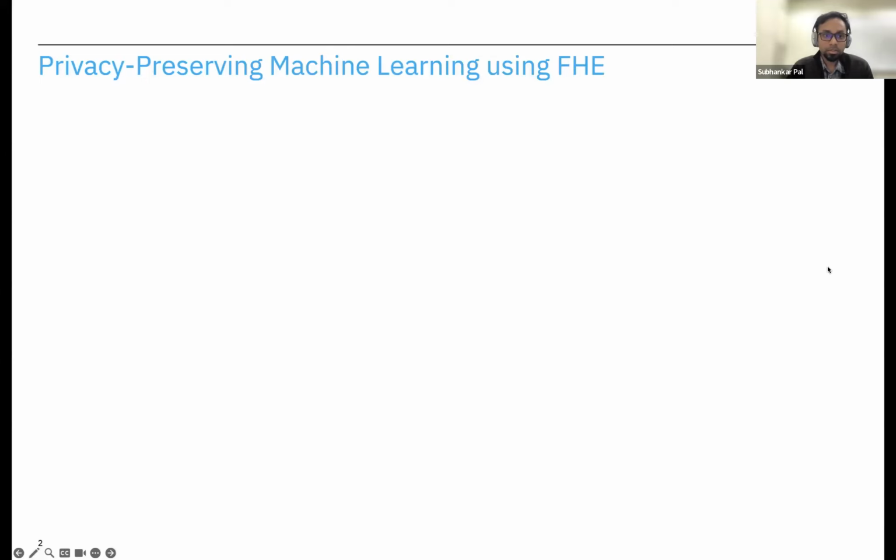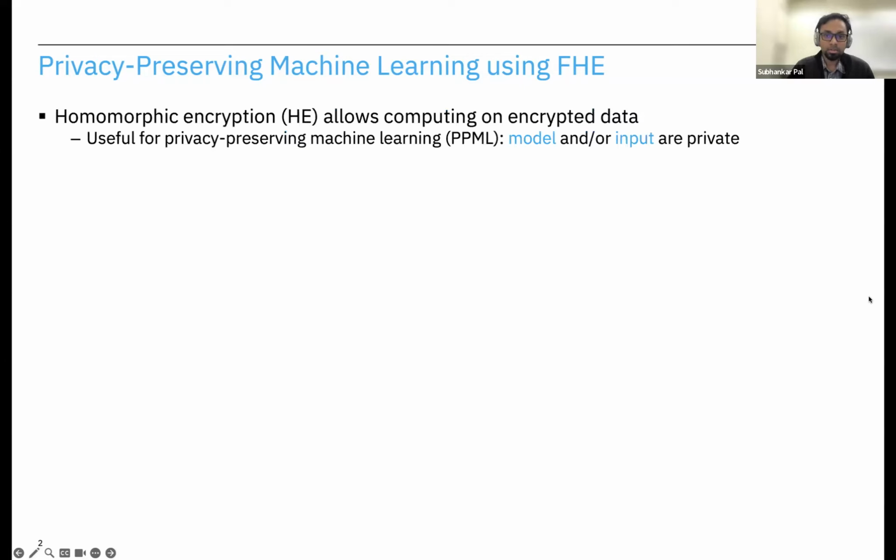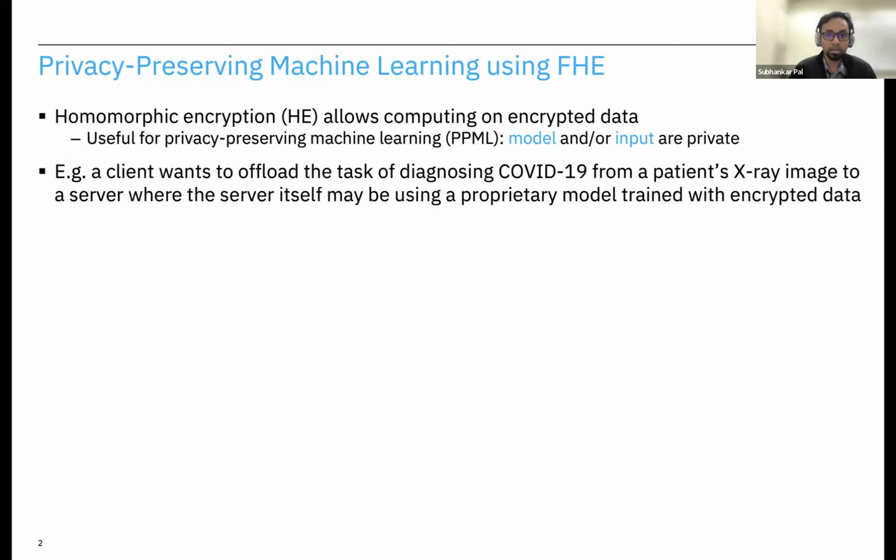So what I'm going to focus on today is privacy preserving machine learning, or PPML, using FHE. FHE needs no introduction for this crowd. It's a method of computing on homomorphic encrypted data. So particularly for PPML, which is a big use case, the model and/or the input data can both be made private. So let's take a look at an example of detecting COVID-19 from a patient's X-ray image.